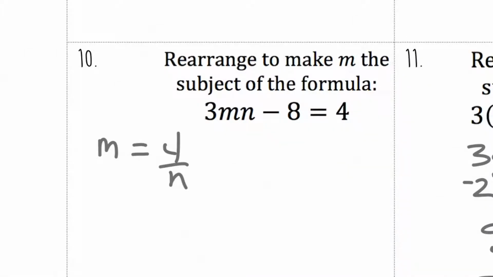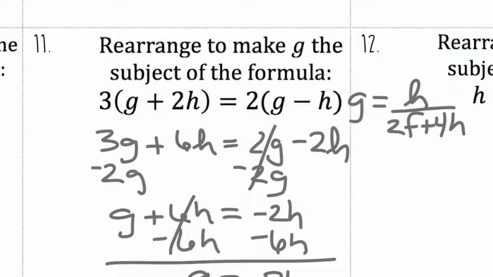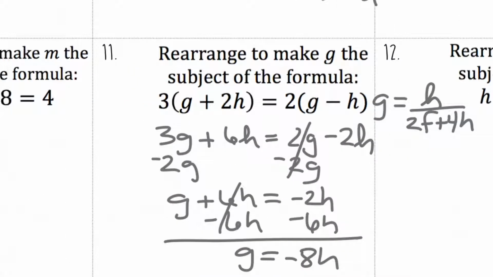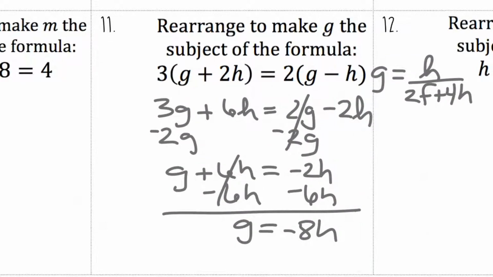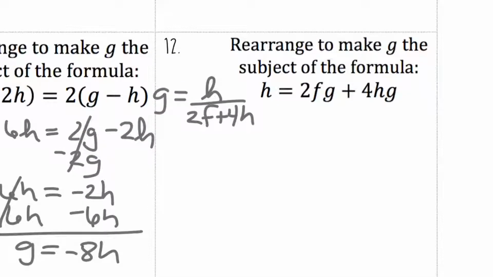Okay, so you're here to check your answers for problems 10, 11, and 12, so let's get to that. For problem 10, if you simplified it when you were done, you should have got 4 over n. For problem 11, you'll see that I couldn't even do this one in my head. I had to actually think it through. So we get g equals negative 8h. And for problem 12, we get g equals h divided by 2f plus 4h.